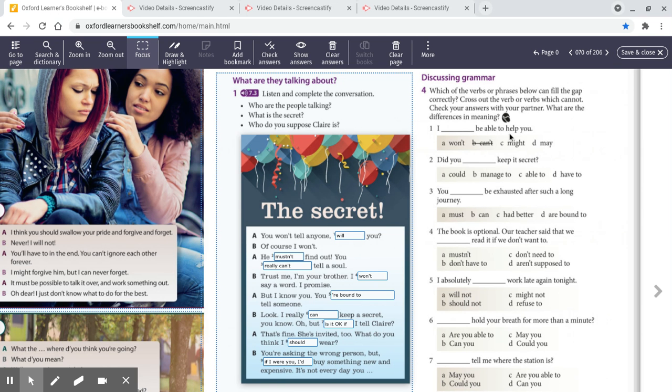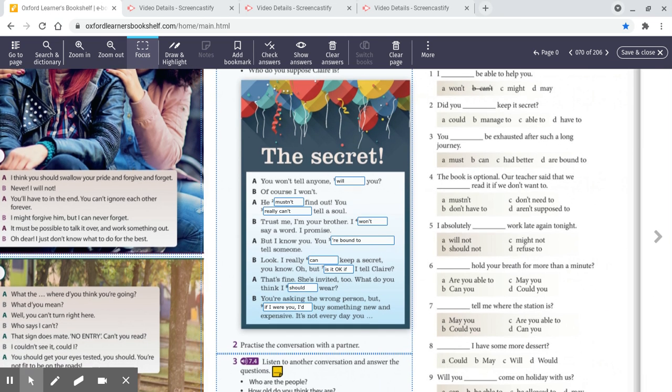Okay. I, be able to help you. I won't be able to help you, means I can't in the future. I might be able to help you. Yeah, maybe I can. And I may be able to help you. That's even got maybe in it. So all three of those are possible. I can't be able to is nonsense because can means able to. Okay. And can't obviously means not able to.